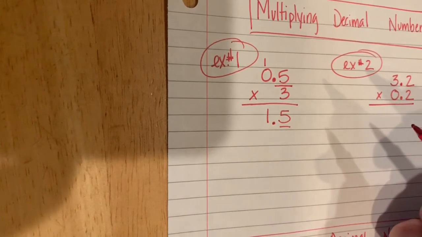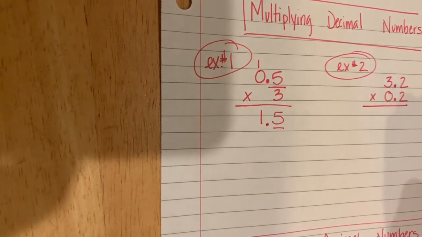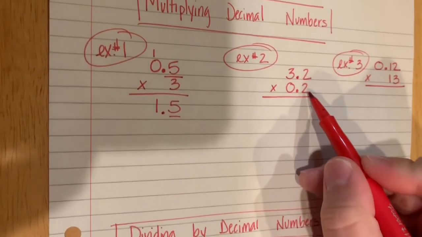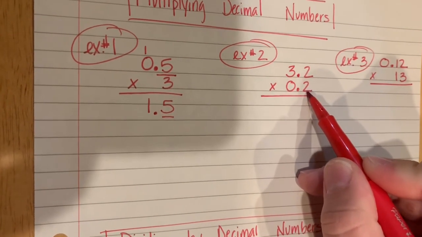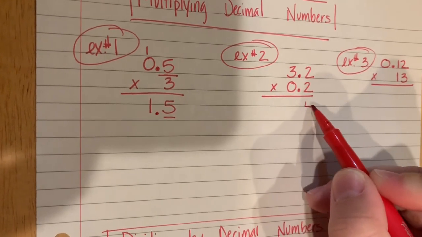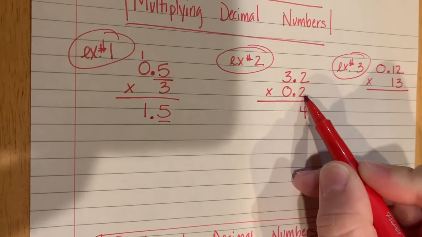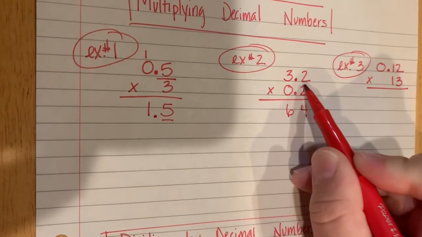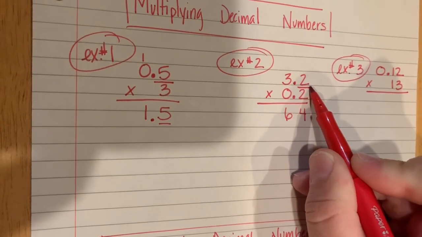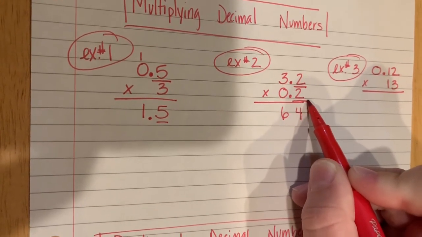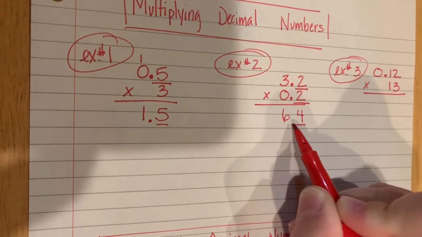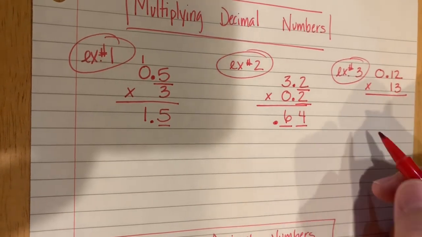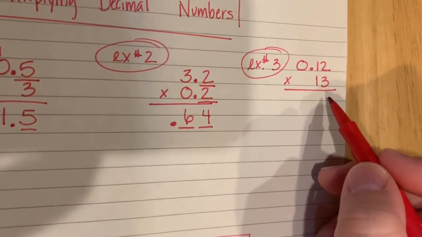Number 2, we have 3 2/10 times 2/10. So 2 times 2 is 4. Then we'll do 2 times 3, which is 6. So look up above. We have one digit and a second digit after the decimal point. So we have to have 2 digits to the right of the decimal point in our answer. So it would be 64 hundredths.